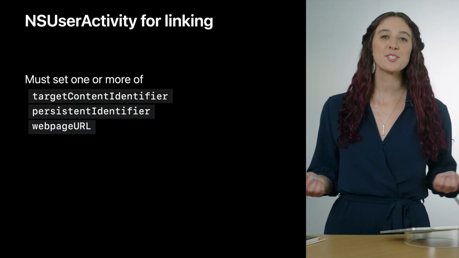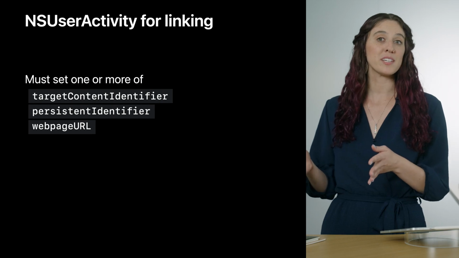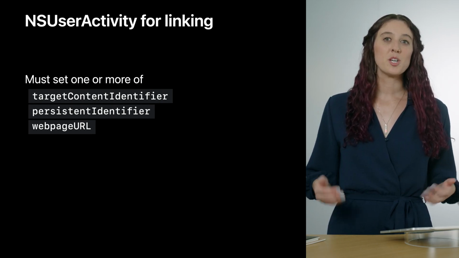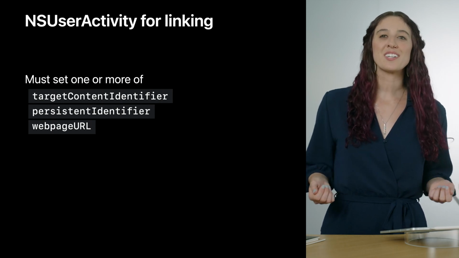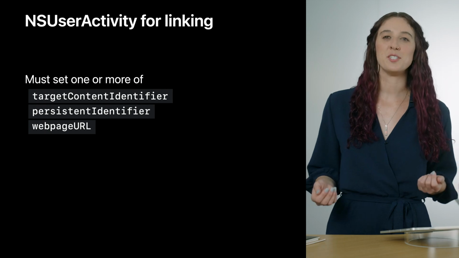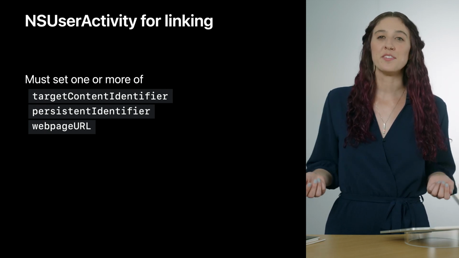NSUserActivity already has 3 properties that serve as durable identifiers for linking app content with QuickNote. To be part of this ecosystem, you must set one or more of these properties: Target Content Identifier, Persistent Identifier, and Web Page URL. Which ones you choose depends on what other features you want to support.